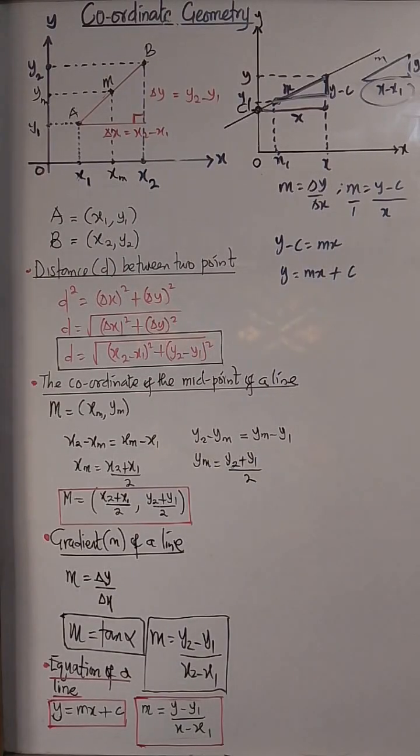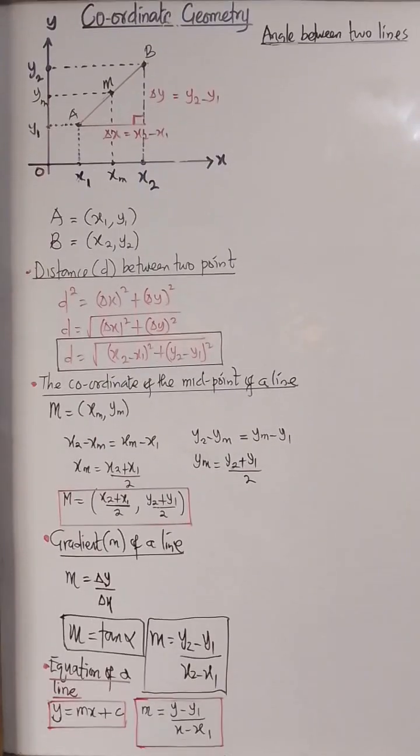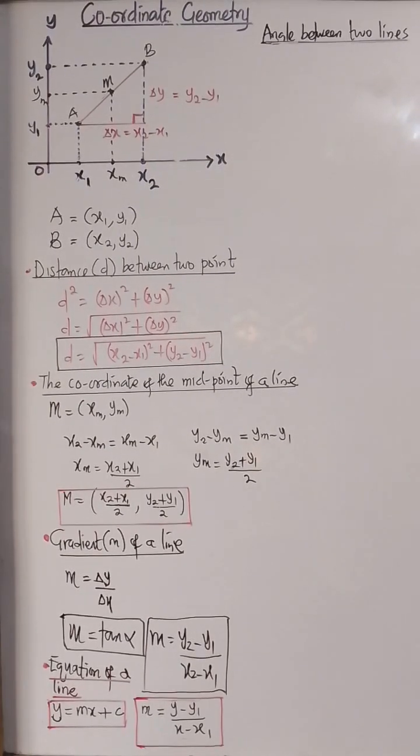So to get the equation of a line, two things must be known: the gradient and the intercept, or the gradient and the coordinate of the point in that line. Now the problem is that sometimes we are not going to be given the gradient at all. But we are going to be given other hints on how to get the gradient, and that's the next thing we are going to look into, before moving to the next area, which is the angle between two lines.